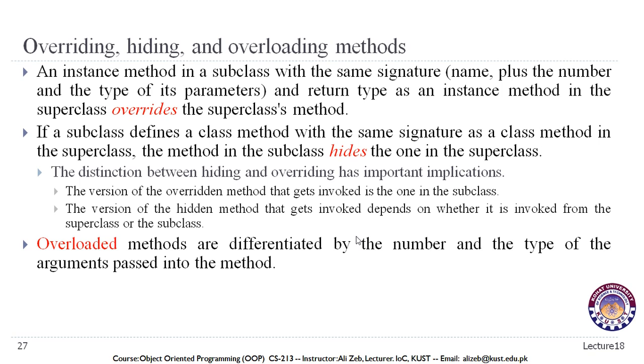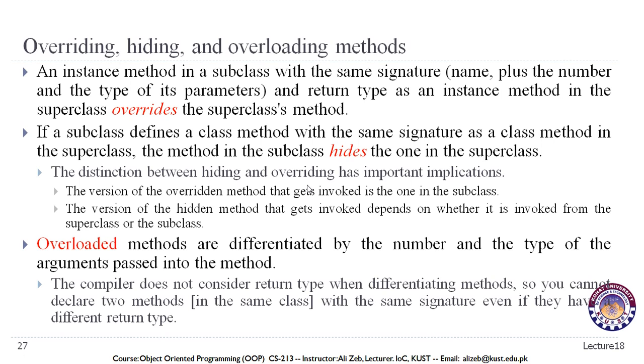Overloaded methods are differentiated by the number and the type of the arguments passed into the method. Overloading is, for example, when we change the number of parameters. The compiler does not consider return type when differentiating methods, so you cannot declare two methods in the same class with the same signature, even if they have different return types. The return type is not part of the signature of the method, so we cannot have methods with the same signature and different return types in a class.